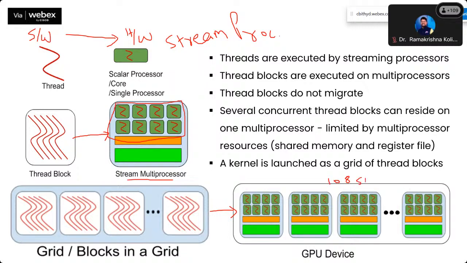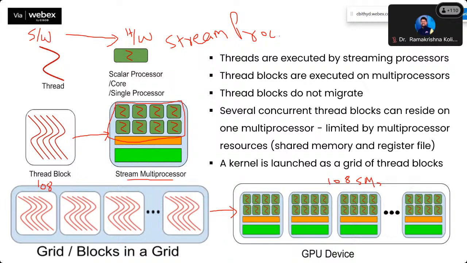It has 108 SMs. So to fully utilize all the SMs, I have to use the same number, 108 thread blocks, mapped on the SMs. Only then can I say I have mapped all the threads on all the streaming multiprocessors that are available in the underlying SMs. So this is the most important part for the optimization.